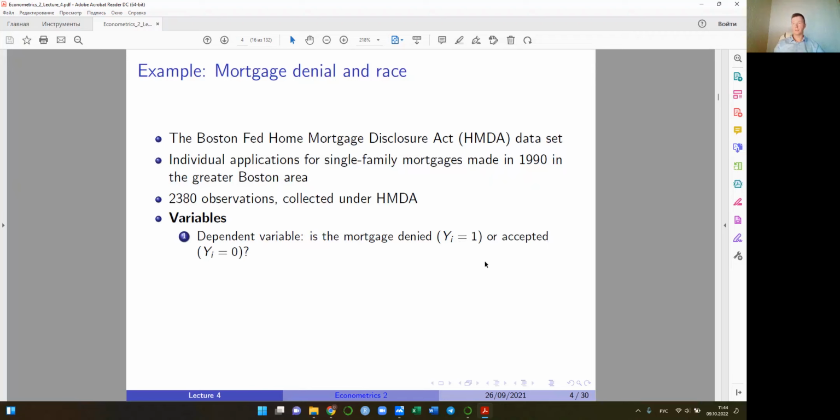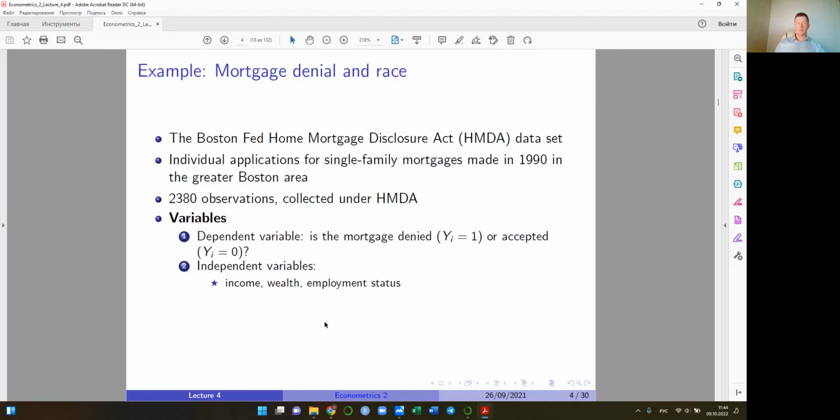So basically, this is completely voluntary choice whether you want to mark your dependent variable with 1 when the mortgage is denied, or with 1 when the mortgage is accepted. The interpretation changes, of course.